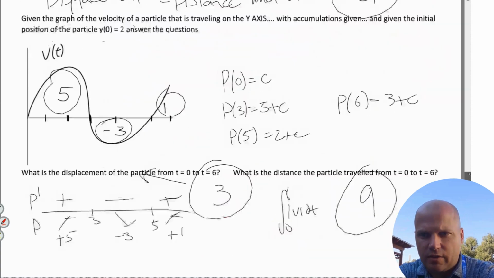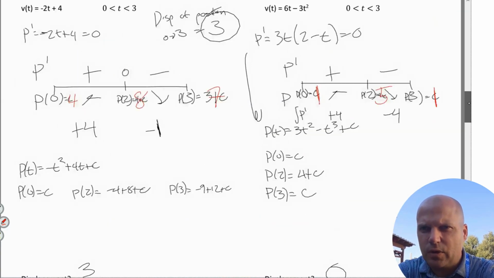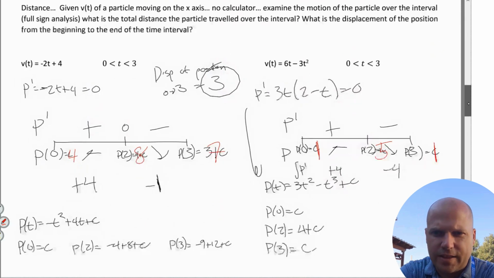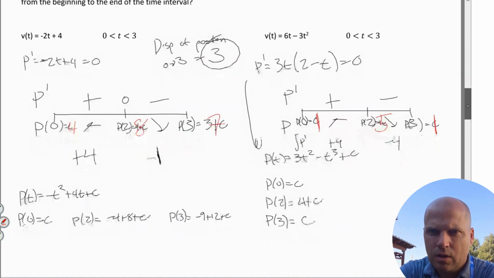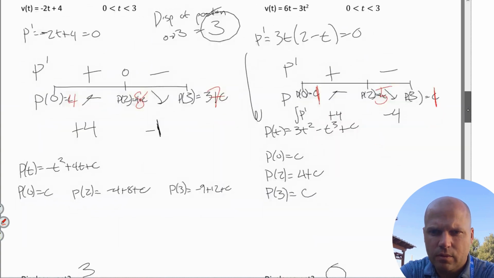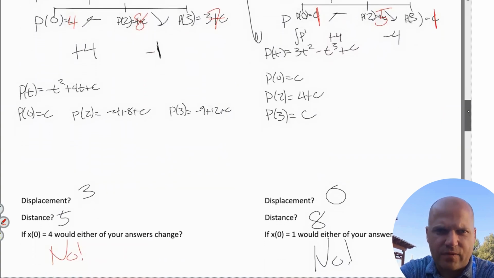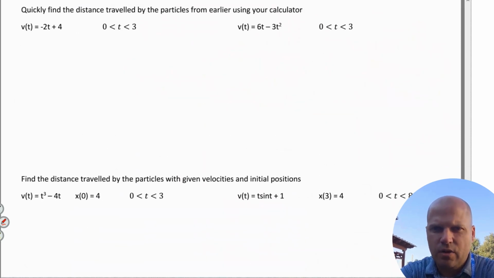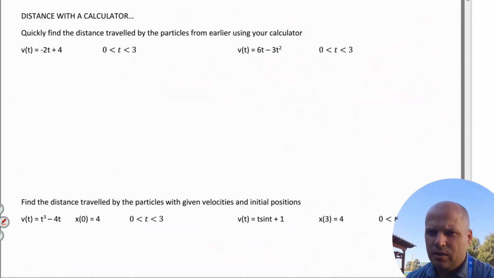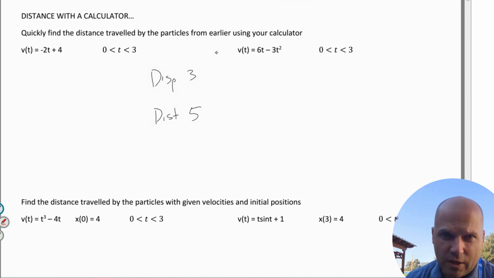We got these answers earlier, right? Distance, 2t plus 4. Okay, good. So we got these answers. We're looking for an answer of 5. 3508. We already know this is 3, and the distance is 5. We did it without a calculator. We already know the displacement is 0 and the distance is 8.